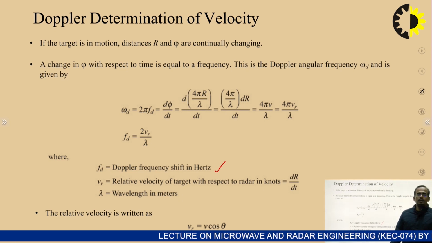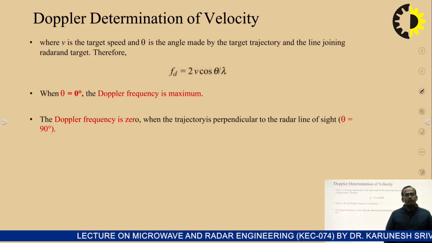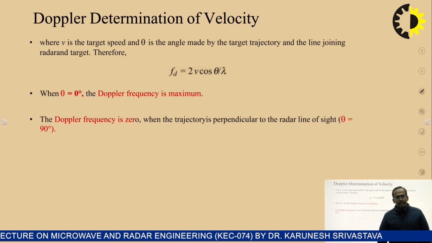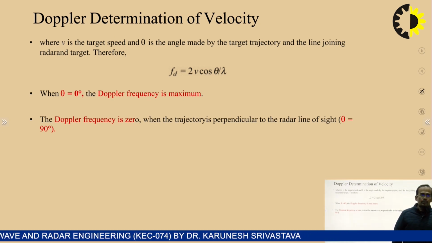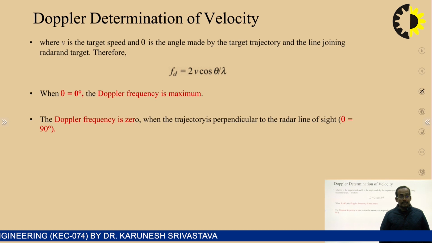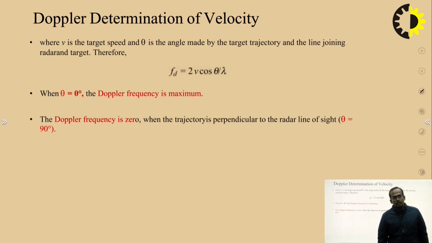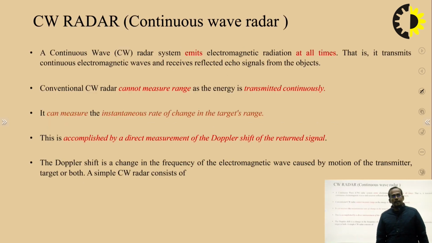So the relative velocity is given as Vr is equal to V cos theta, and Fd is equal to 2V cos theta by lambda. When theta is equal to 0 degree, the Doppler frequency is maximum, because cos 0 will be 1. In that case, Fd will be equal to 2V by lambda. And in case theta is equal to 90 degree, the Doppler frequency will be 0. In that case, the trajectory is perpendicular to the radar line of sight.